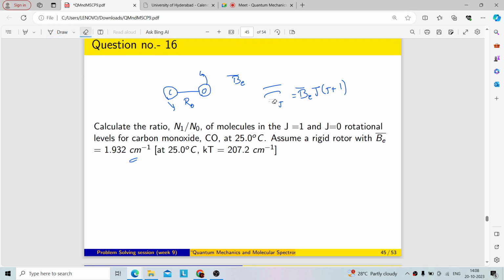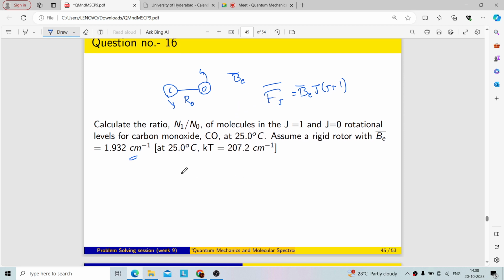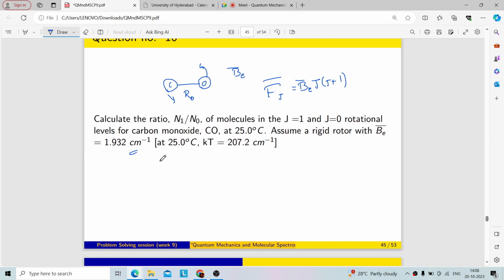Let's not write it as energy, let's denote it as Fj. So in that case, what will be the change in this F or energy? This will be Fj plus 1 minus Fj.